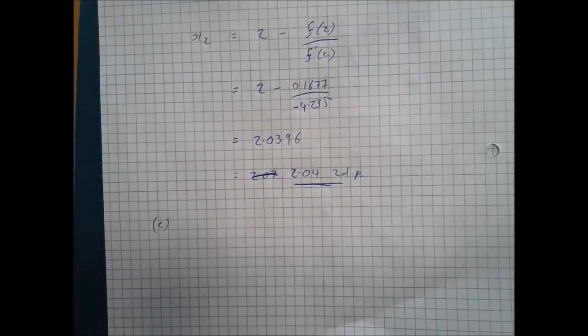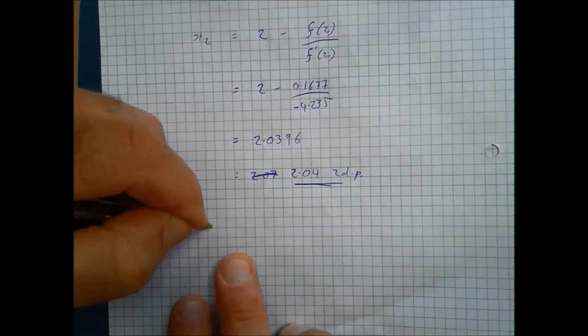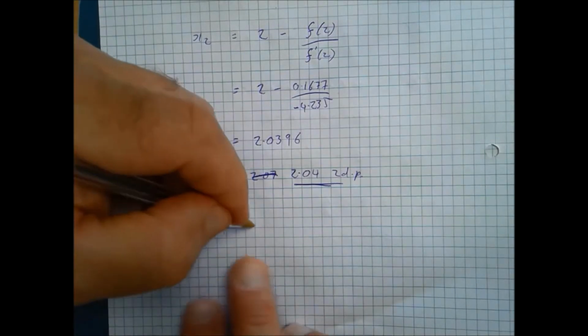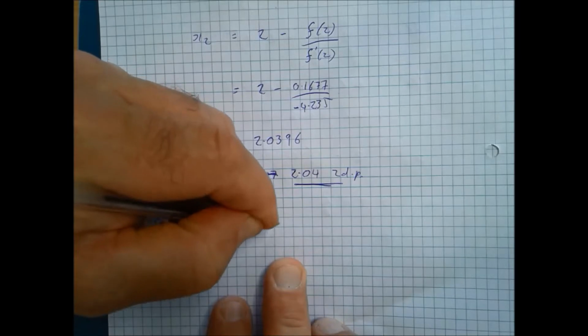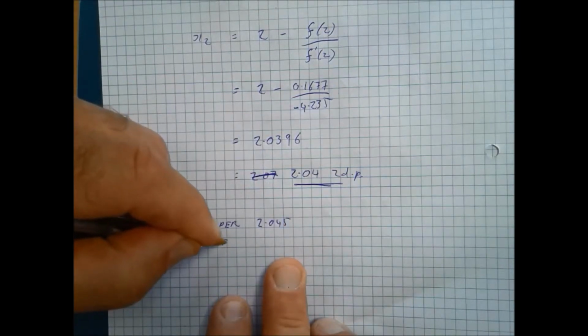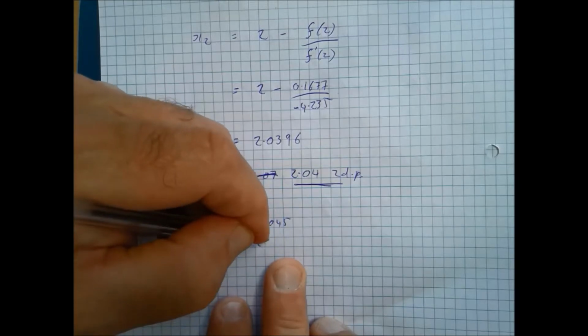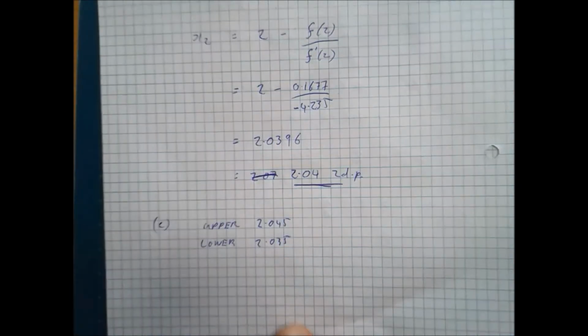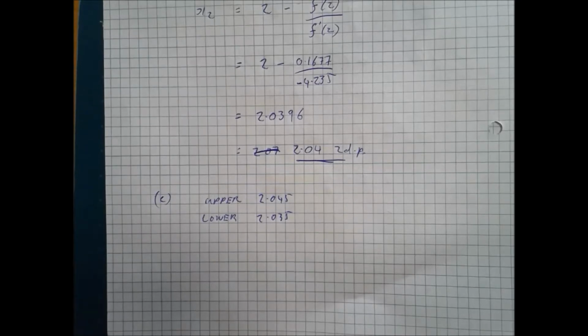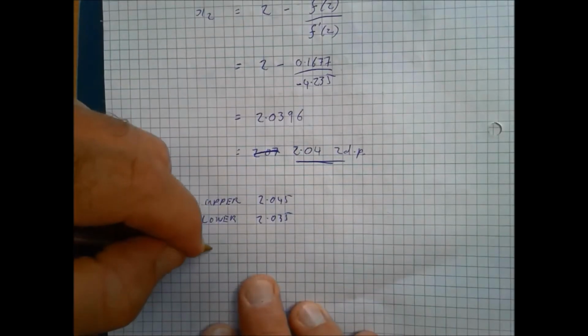Part C is just asking to show that the answer to part B, so 2.04, gives alpha correct to 2 decimal places. So we're going to look at the upper bound and the lower bound of 2.04: the upper bound 2.045 and the lower bound 2.035. If I look at f of 2.045 and f of 2.035, and I get a sign change with those two, knowing that the function is still continuous between those two, again 2.04 must be a solution to 2 decimal places.